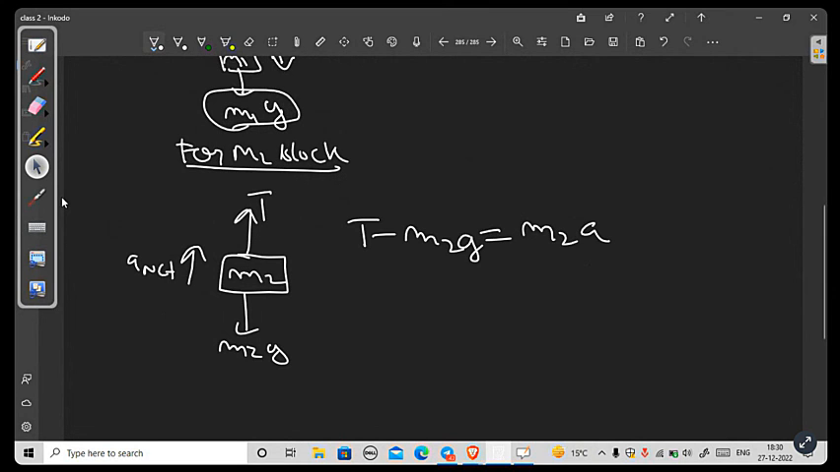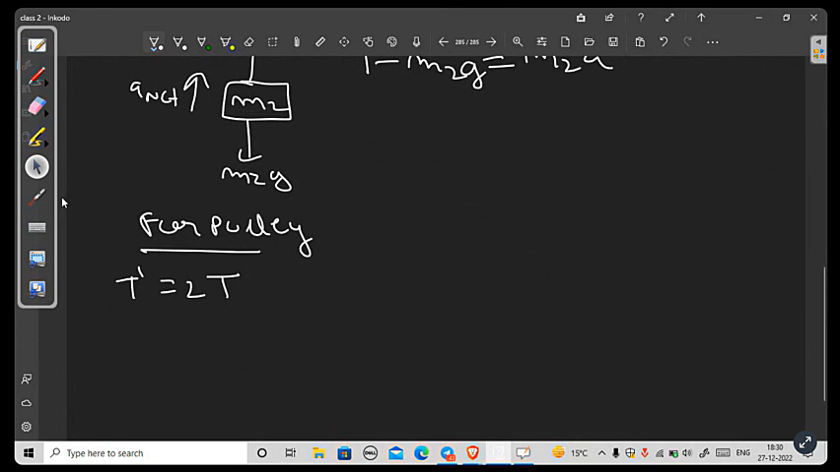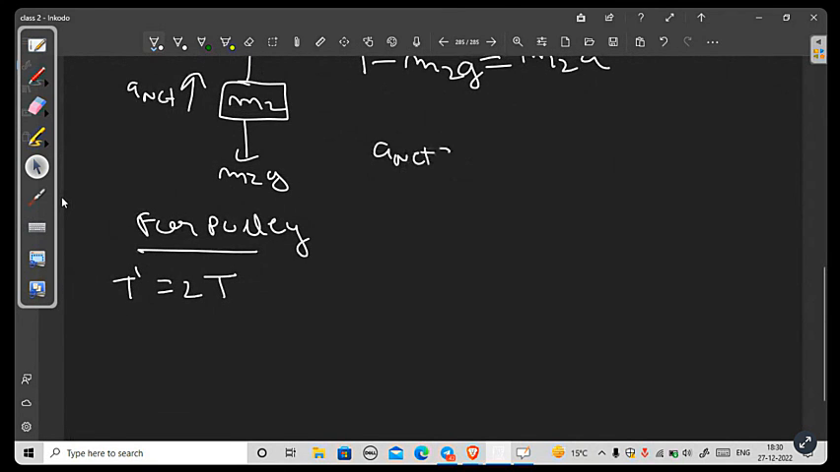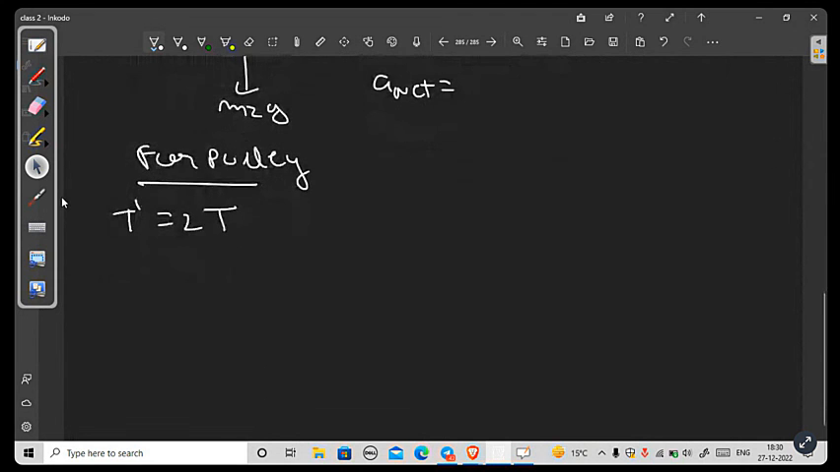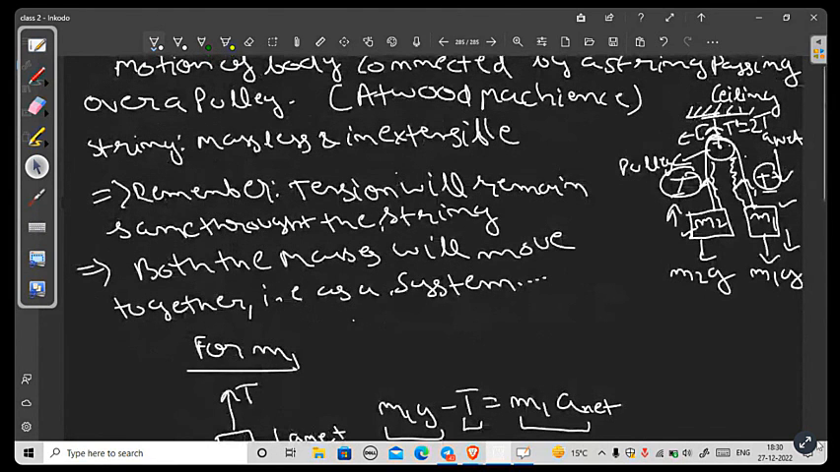These are the two equations which you can make. Or if I write for the pulley, the T dash, the total tension, is equal to 2T directly. If I ask you what will be the net acceleration in this case, A net, the net acceleration will be net force upon net mass.